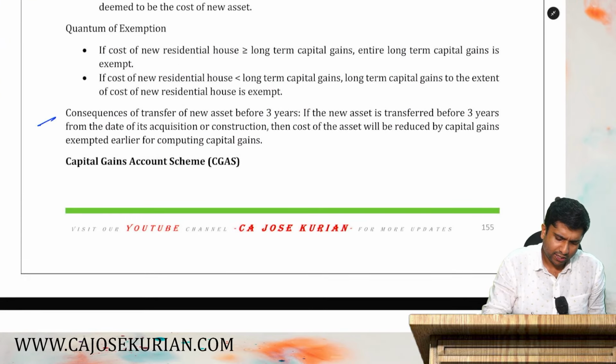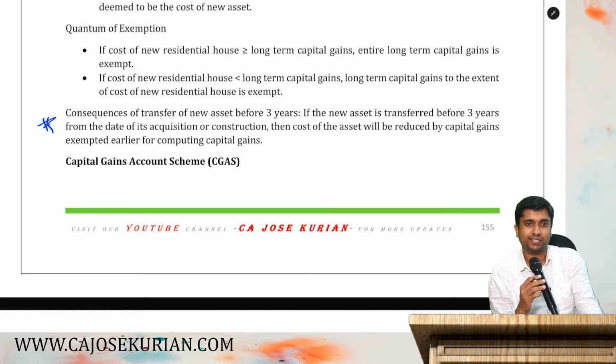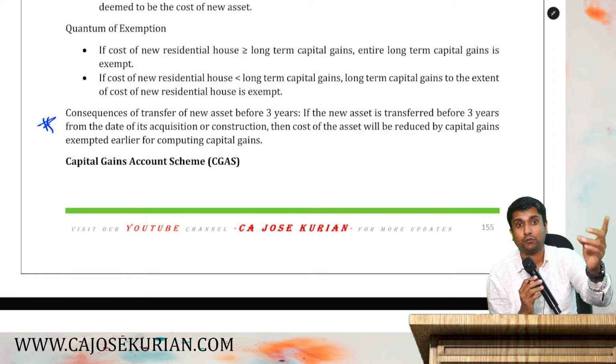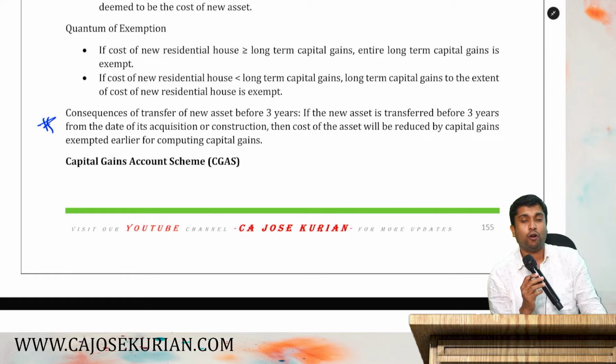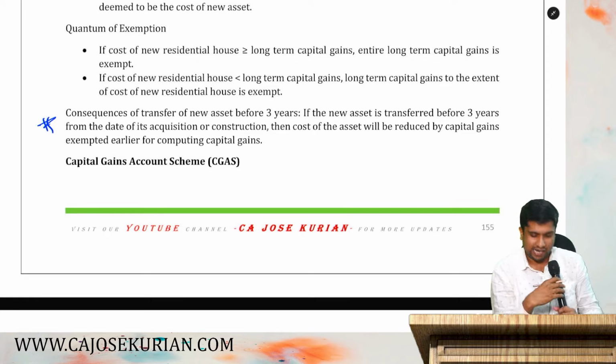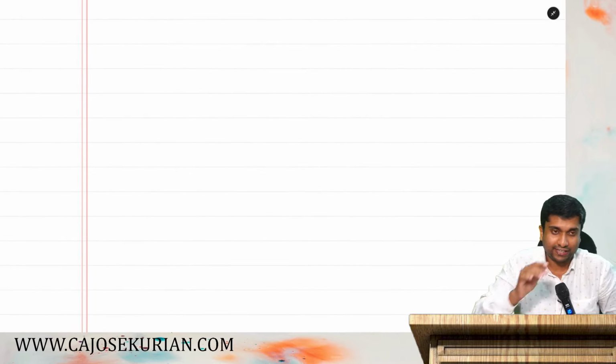Now, let me ask you one question. What if I have violated that 3-year lock-in period condition? I've told you that I am not supposed to sell that particular new residential house property for another 3 years. What if I have violated that condition? What should be the treatment? That's what I'm about to say.